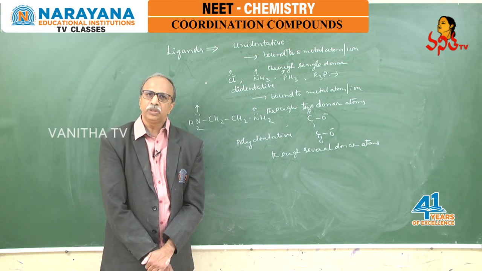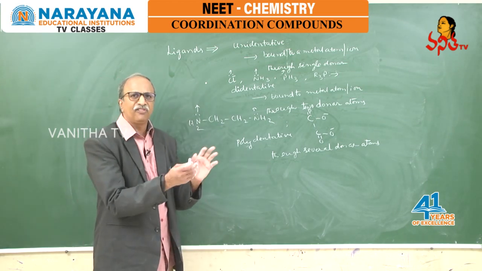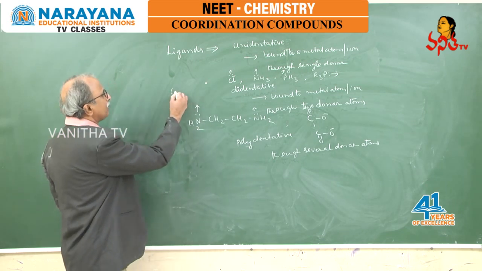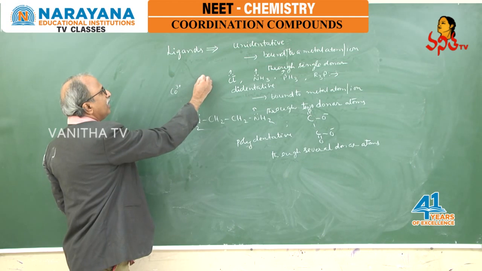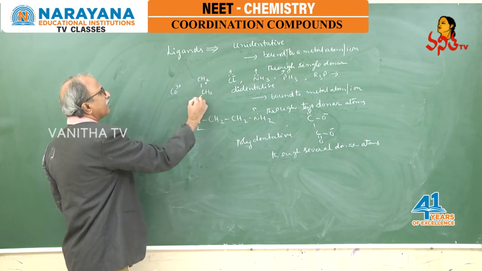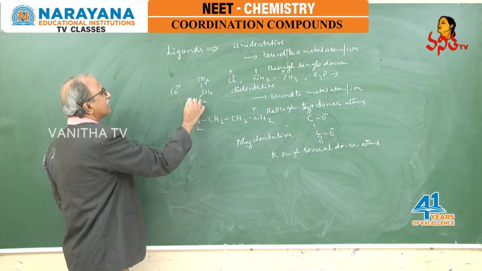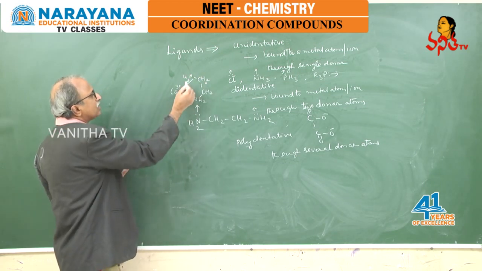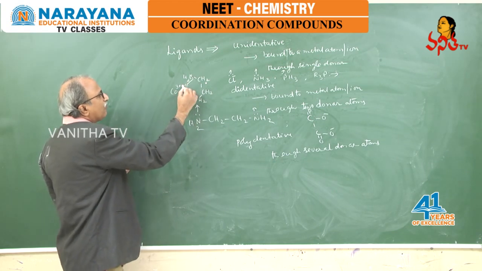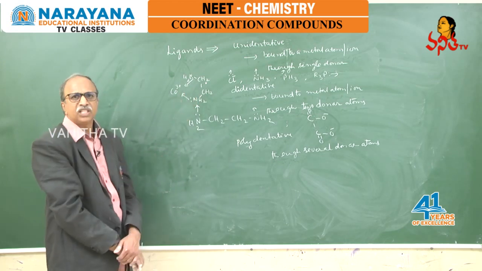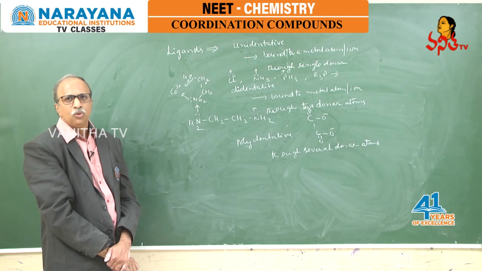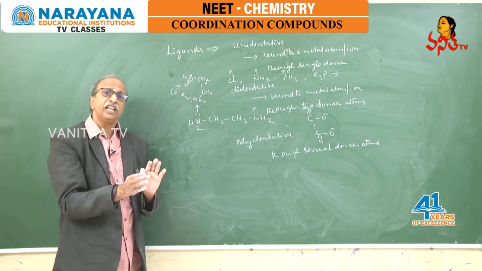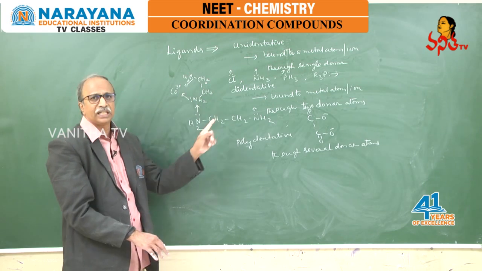While forming these 2 dative bonds, they may give a cyclic type of compound, which is called chelation. For example, take Co3+. If ethylenediamine is present, one NH2 acts as a donor and the other NH2 also acts as a donor. While donating these lone pairs to the central metal ion, it forms a ring type of structure, and that is called chelation. Ligands that form this type of ring structure are known as chelating ligands.